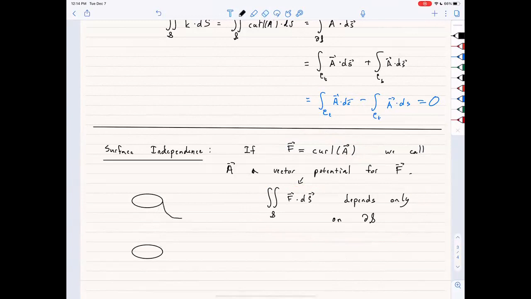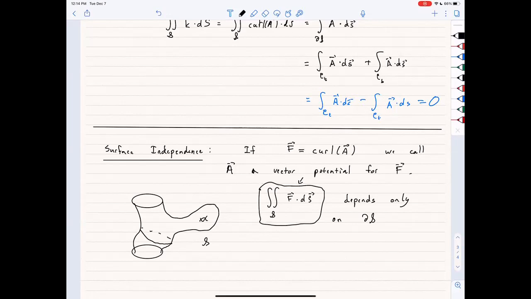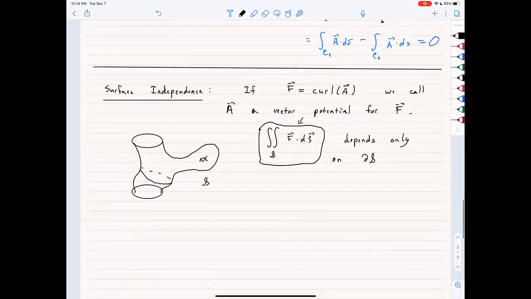Here's another surface. Put a little handle there. Let's call it S. Good luck parametrizing that, right? It's pretty rough. But now calculate this integral over that surface. It's still 0 because of Stokes' theorem. This is basically saying that the surface integral is surface independent.